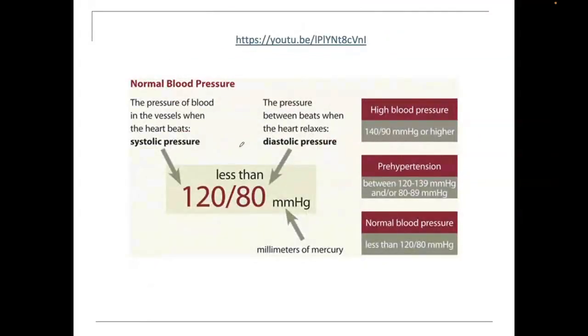We know that blood pressure, for years, was said to be 120 over 80 is normal, but it should be less than 120 and less than 80. Okay. The pressure of the blood in the vessels when the heart beats, that's systolic pressure. And the pressure when the heart's relaxing, that's diastole. So systole over diastole. If the top number is between 120 and 139, and the bottom number is between 80 and 89, that's pre-hypertension. And if it's over 140 over 90, that's high blood pressure.